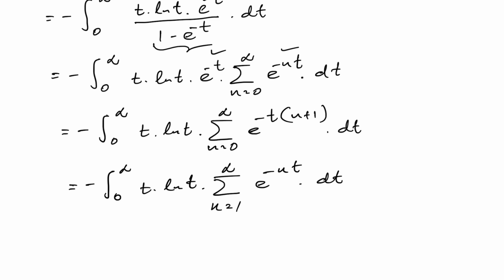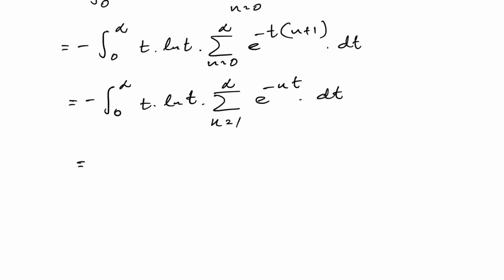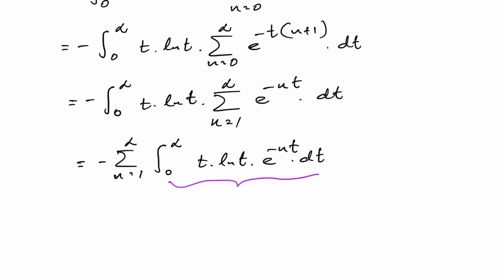Okay, let's interchange the integral sign and sigma notation. So we have minus sum of n equals 1 to infinity, integral from 0 to infinity t times natural log of t times e to the minus n times t dt. Okay, now what can we do? Now we are in the most beautiful step, because this integral, we know the Laplace transform. So we know the definition of Laplace transform.